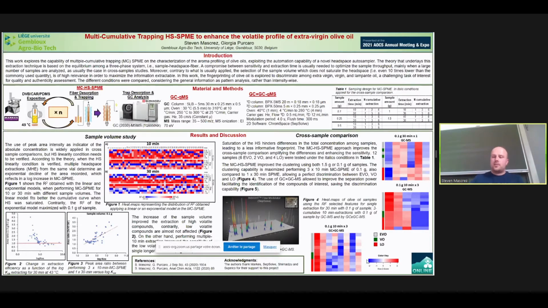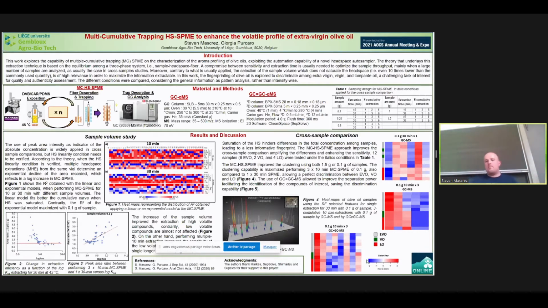And so to see if there is a use, of course, to improve the extraction of the semi-volatile compounds, as a proof of concept, we apply it to different olive oils with different qualities of olive oil, so extra virgin, virgin, and lampante. And so you can see on the first heat map, so 0.1 gram for 30 minutes, the discrimination for the classification is not good, because the virgin olive oil is much confounded with the extra virgin olive oil.